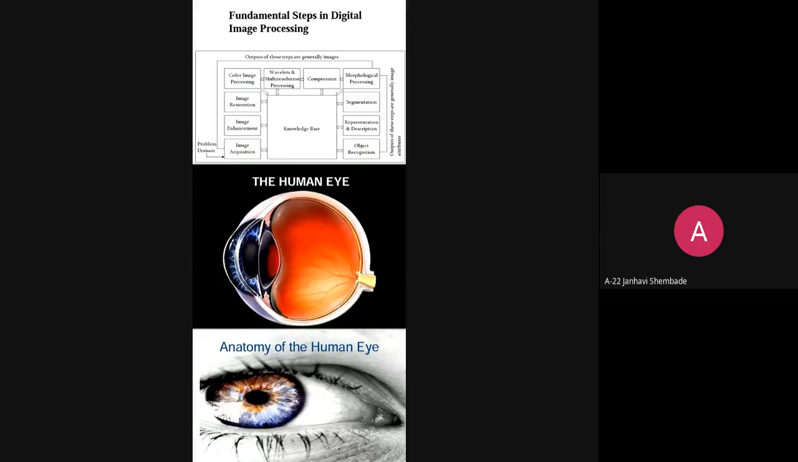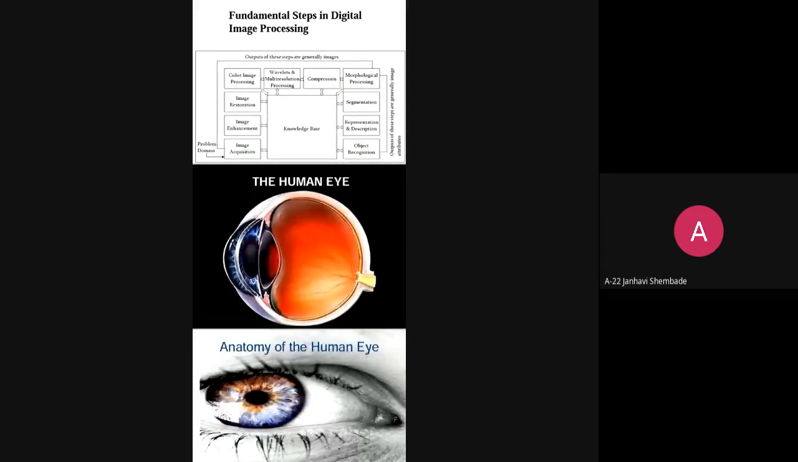The next one is morphological processing. In morphological processing, we can deal with the edges and corners of the images. Then next is segmentation. Segmentation means we can divide the total image into a small number of blocks. So one single image can be divided into 10 blocks, 100 blocks, or 1000 blocks. Then the representation and description.